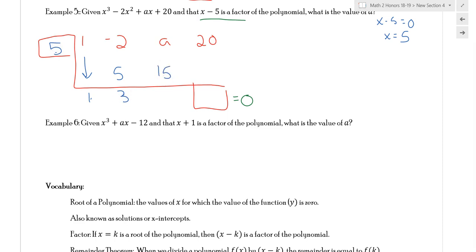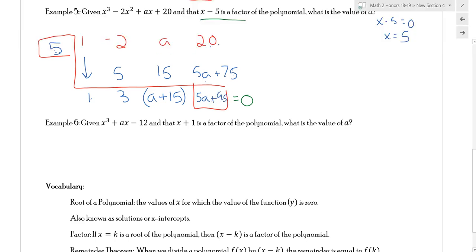This is where it gets a little tricky. I can't really add a and 15, they're not like terms. We get a plus 15. We now have to multiply 5 times a plus 15. You do have to multiply by the whole thing. 5 times a is 5a. 5 times 15 is 75. Now when we add, we can only combine these two, right? Because this isn't a like term. So 5a, 20 plus 75 is 95.